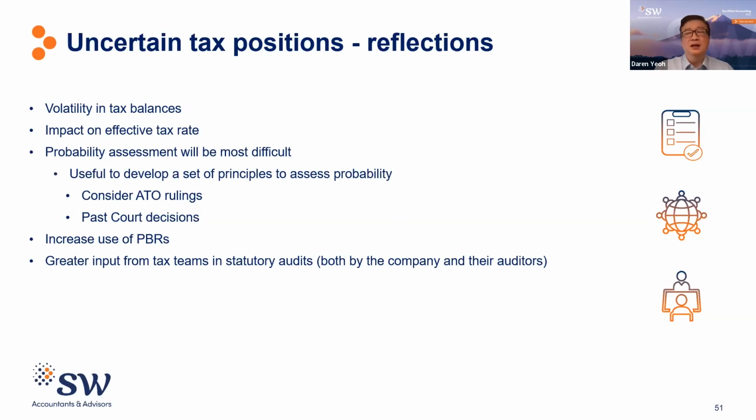So for accountants, if you're unsure whether or not a treatment is uncertain, you probably need to work with your tax team or your legal advisors, or seek a private binding ruling from the ATO to remove that uncertainty. So it probably would be an increased use of private binding rulings for those treatments where it's really unclear whether or not the ATO would reject that position.